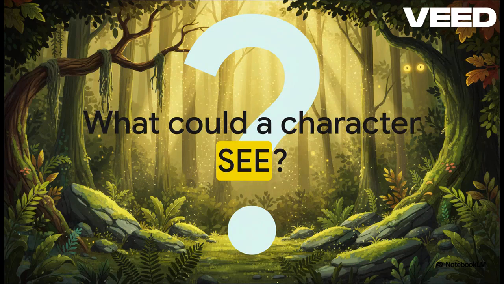So let's begin with the most obvious one, right? Sight. What could a character see? And I don't just mean, oh, they see a forest. No. What kind of light is coming through the trees? What is the color of the moss growing on the bark? Are there tiny details that make this forest different from any other forest?